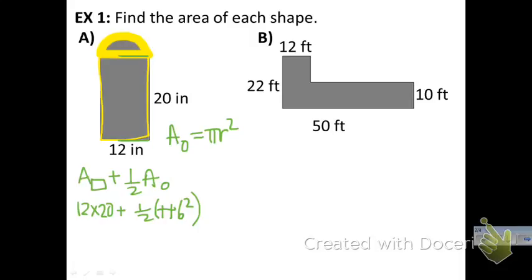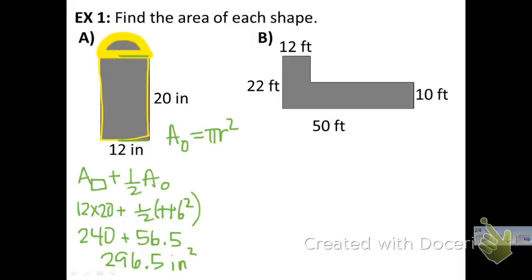Then we take 12 times 20 and we get 240, plus half of pi times 6 squared gives us about 56.5, and then we add those two together and we get 296.5, and this would be inches squared.